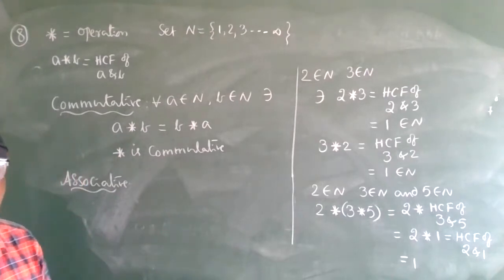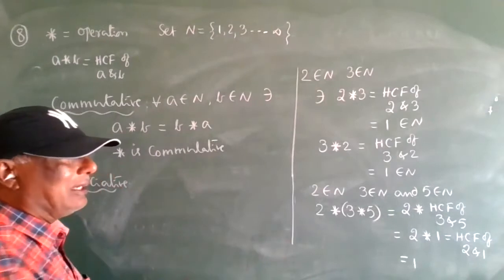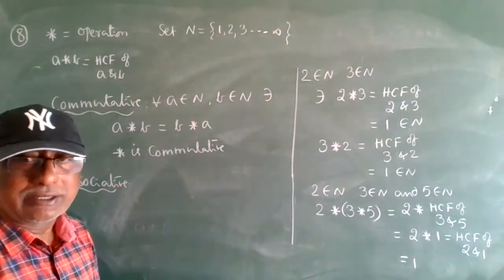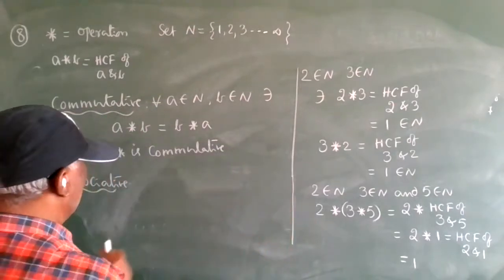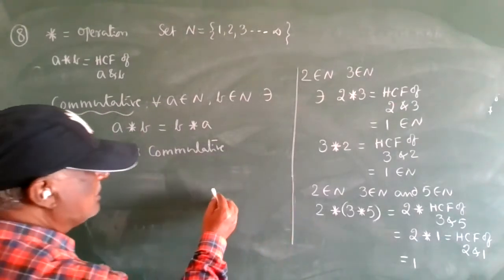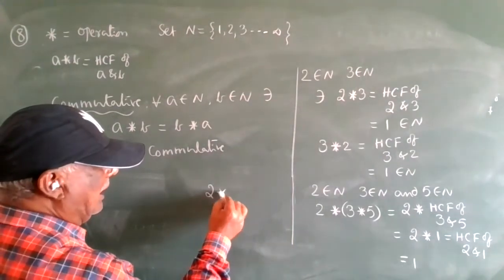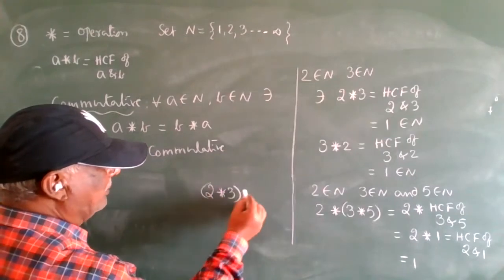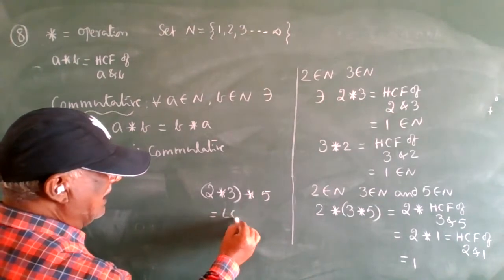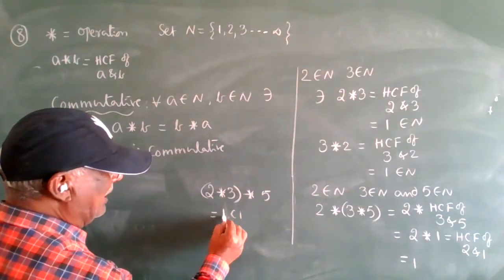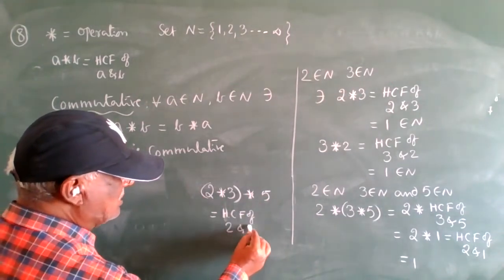Next part is the reverse order. I will check, and after it is true, then I will write. Yes, here I will write the reverse order: (2 star 3) star 5. Now see, this is the HCF of 2 and 3, star 5.